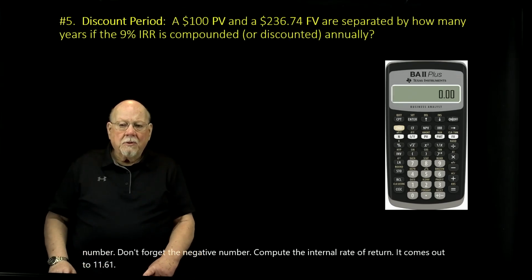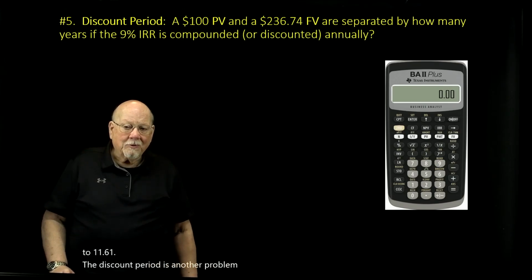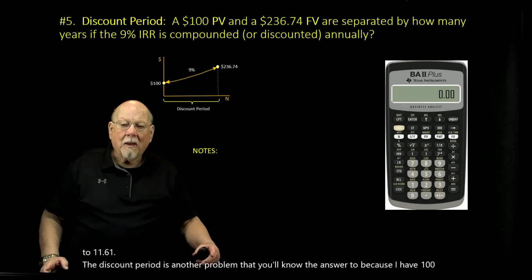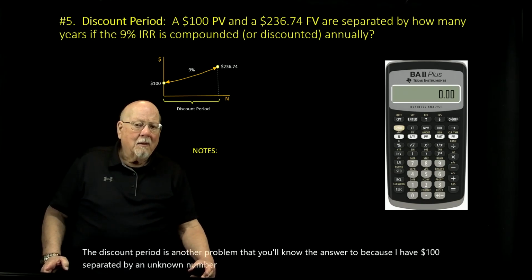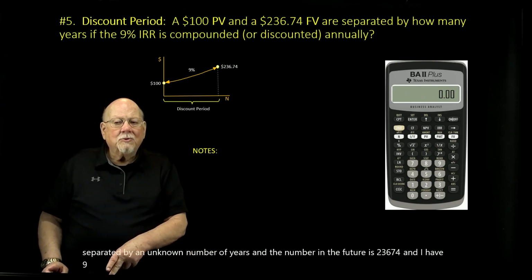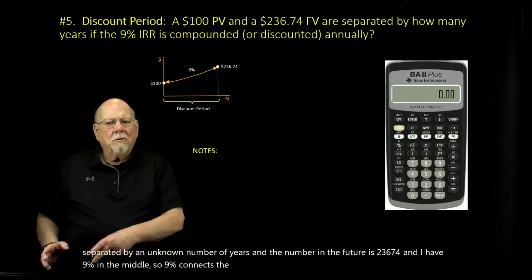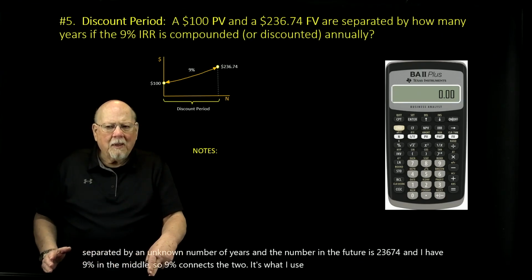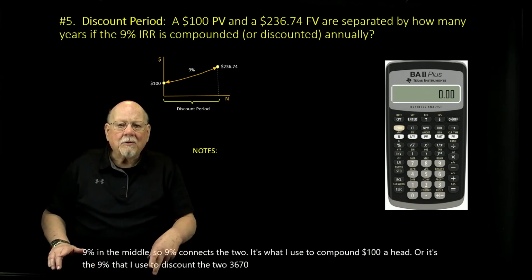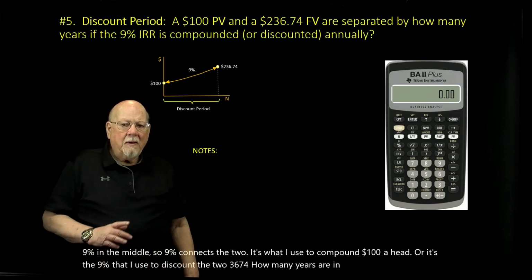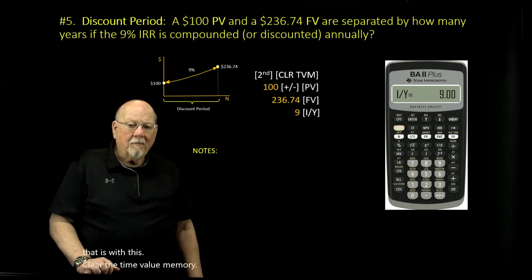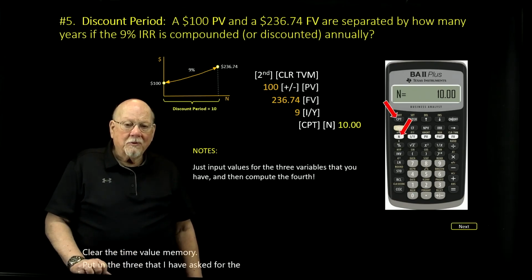The discount period is another problem that you'll know the answer to, because I have $100 separated by an unknown number of years, and the number in the future is $236.74, and I have 9% in the middle. So 9% connects the two. It's what I use to compound $100 ahead, or it's the 9% that I use to discount the $236.74. How many years are in that? And the way I find that is with this. Clear the time value memory, put in the 3 that I have, ask for the 4th, and of course there's 10 years.